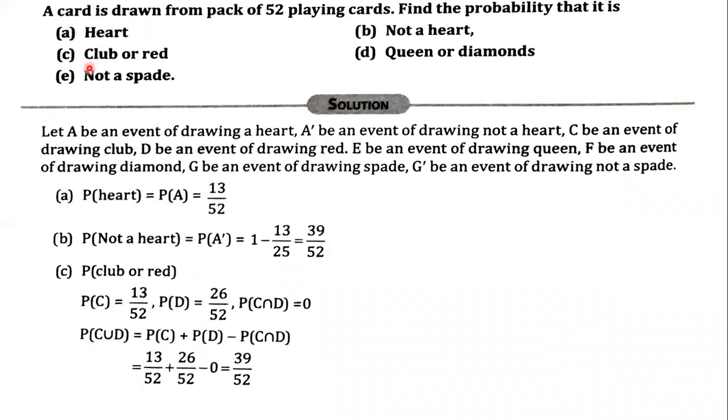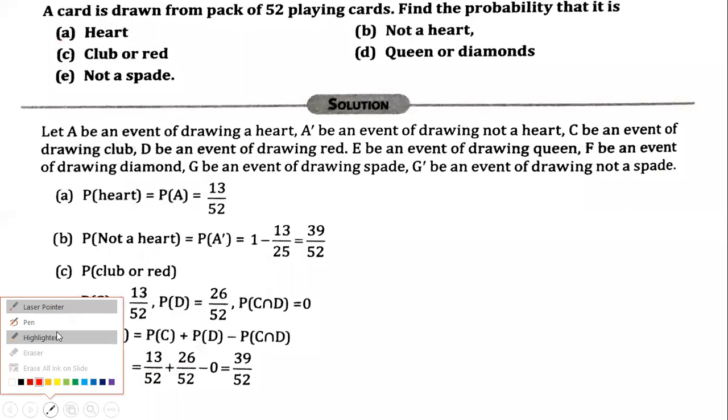Then either it can be a club card or a red color card. It can be a queen card or a diamond card. Then it should not be a spade card. So we have five possibilities that are given, and each of them should be separately considered and solved. Now, like the previous question, here also we will be defining the events separately, and then we will be solving the problem.